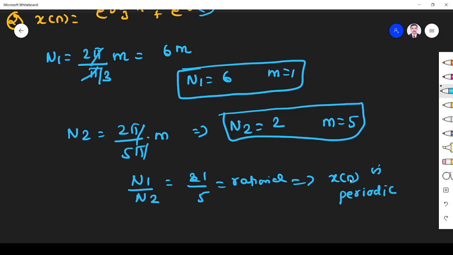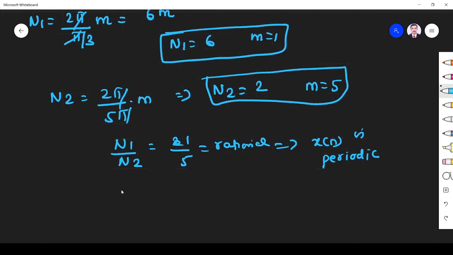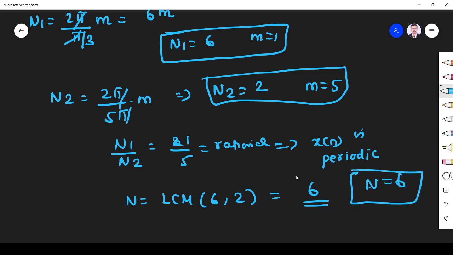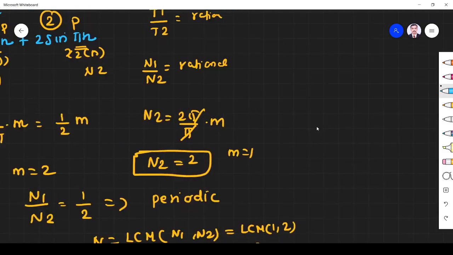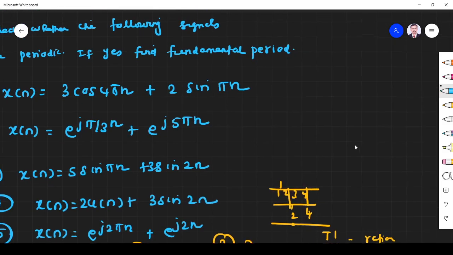Yes or no? What is the fundamental period? We have to find the fundamental period of that signal. That is given by the LCM of 6, 2. What is the LCM of 6, 2? 6. So x of n is periodic with the fundamental period N equal to 6. Simple problem. Okay. So what is the third problem they are talking about?